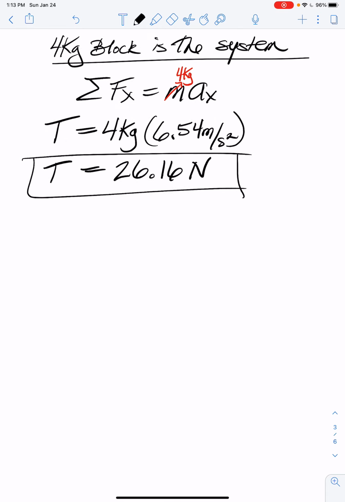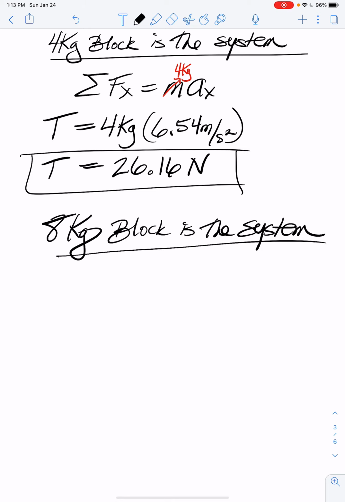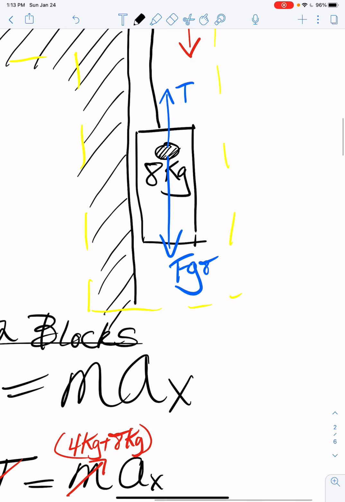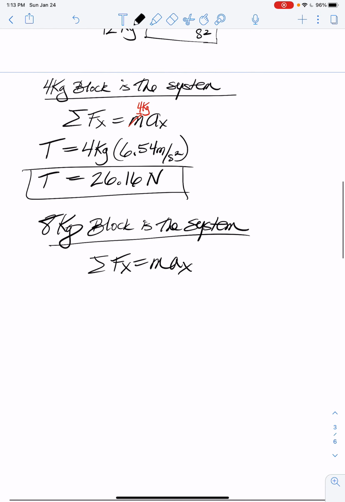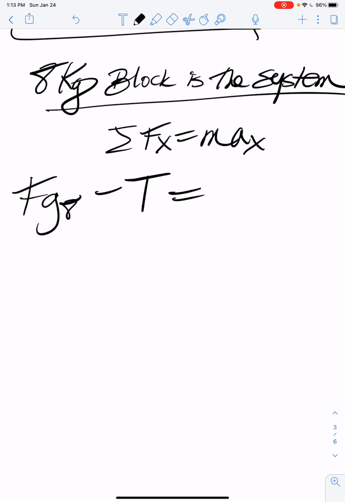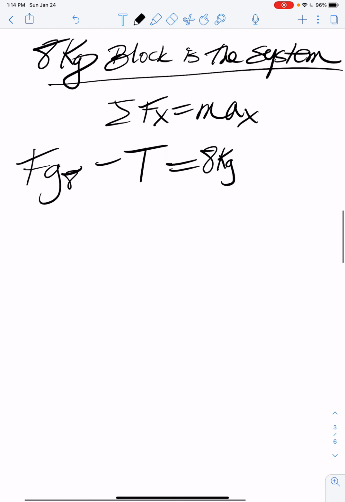All right, what if we had picked the other block? Let's just solve it to show you what would have happened. So the 8 kilogram block is the system. Once again, you don't have to do this because you already have the answer. But if you had picked the other block, you would have done it the same way. Except now, you have two x forces. Fg8 is pointed positive x, T is pointed negative x. So we're saying Fg8 minus T. And then the mass would be just for the 8 kilogram block. Acceleration is still 6.54. Let me rewrite that.